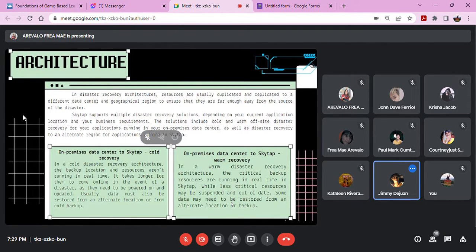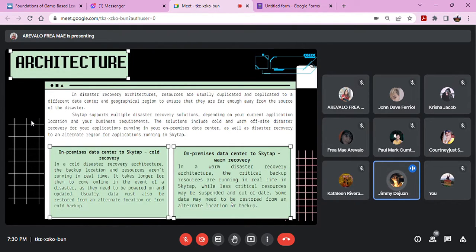Architecture. In disaster recovery architectures, resources are usually duplicated and replicated to a different data center and geographical region to ensure that they are far enough away from the source of the disaster. SkyTap supports multiple disaster recovery solutions. Depending on your current application location and your business requirements, the solution includes cold and warm offsite disaster recovery for your applications running in your on-premises data center, as well as disaster recovery to an alternate region for applications running in SkyTap.